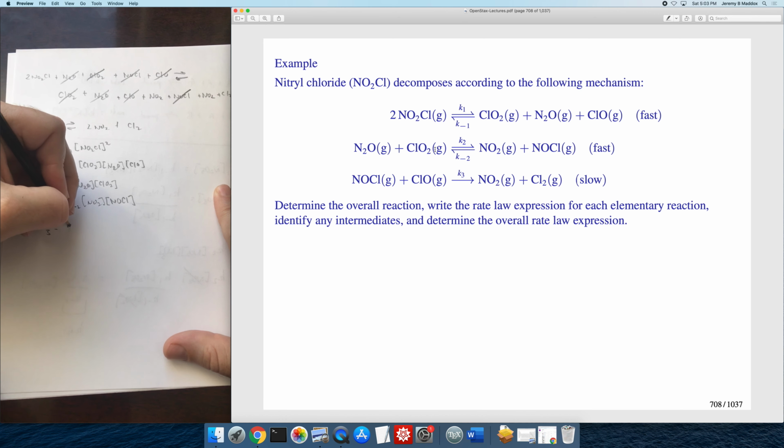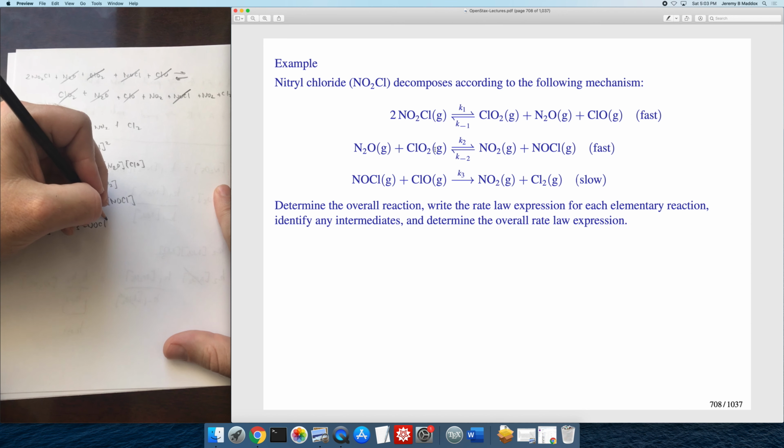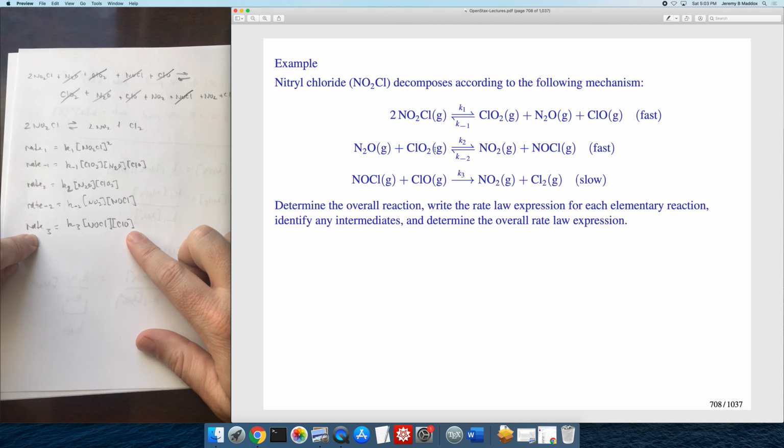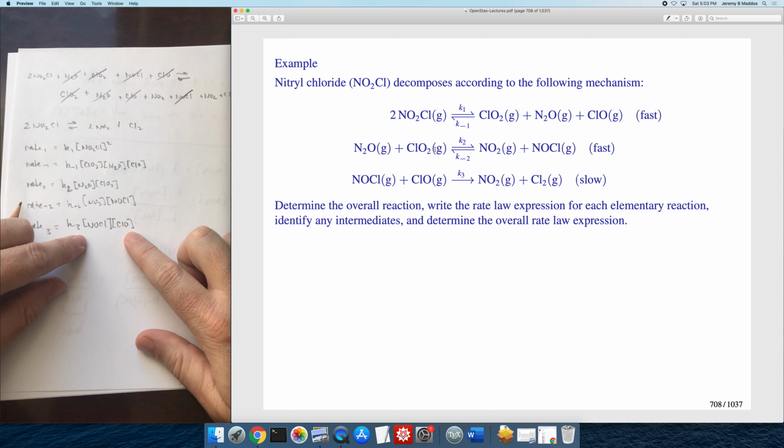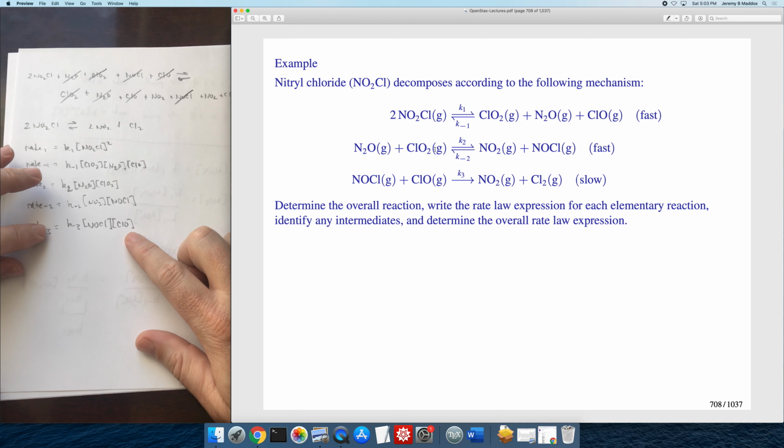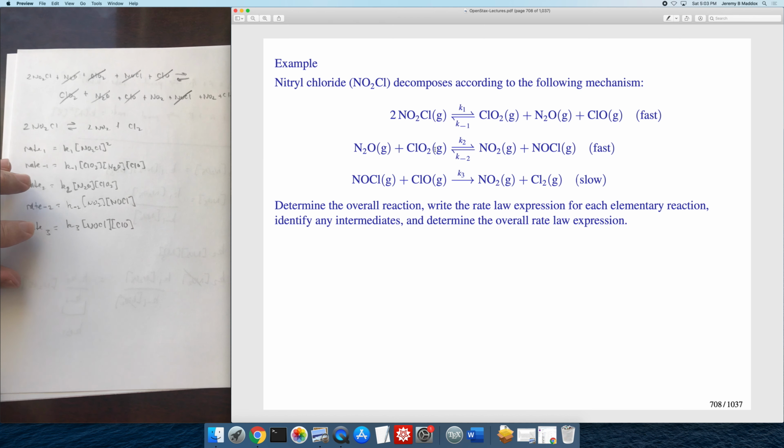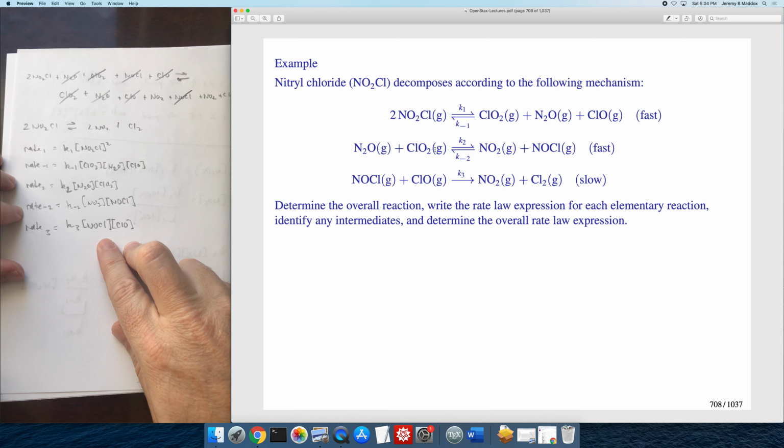Rate 3, K3, NOCl, ClO. Right? So this is what would determine the overall rate. But notice it's in terms of intermediates, which isn't very helpful. We really would like to express the reaction rate in terms of reactants, and so we want to get rid of those if we can.